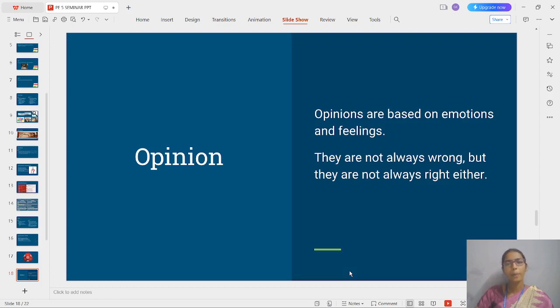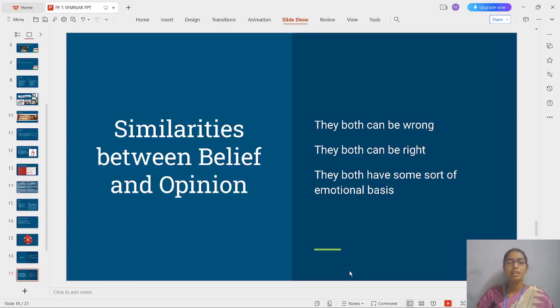Then opinion. Opinions are based on emotions and feelings. They are not always wrong, but they are not always right either. These are the similarities between belief and opinion. They both can be wrong, they both can be right, but they both have some sort of emotional basis.